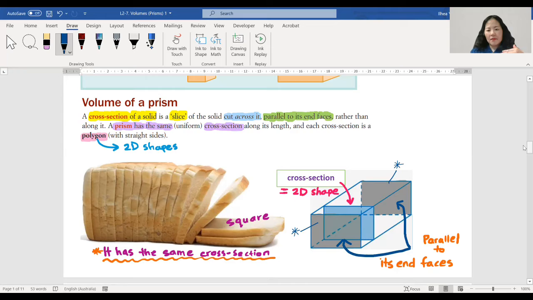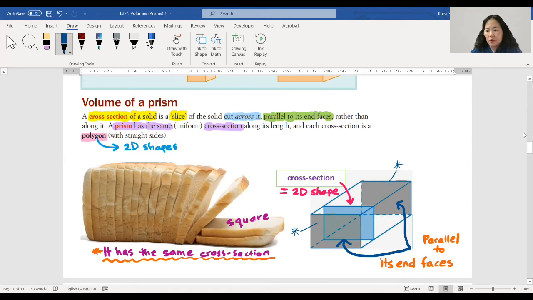So you're cutting it parallel to the end faces so that each slice is exactly the same size and same shape. A prism has the same cross-section. That's what we just talked about. And the cross-section is a 2D shape because it says a polygon. A polygon is a closed 2D shape. So for example, for this particular loaf of bread, which we're thinking of as a prism, each slice is a square. It could be a rectangle, could be many different 2D shapes.